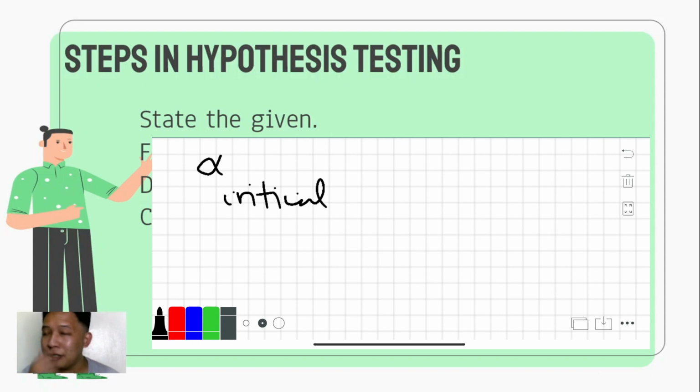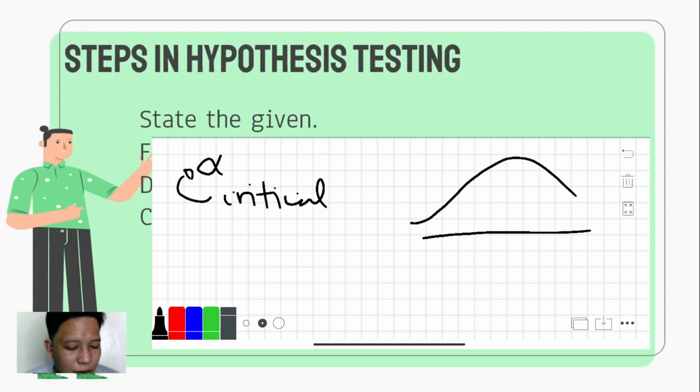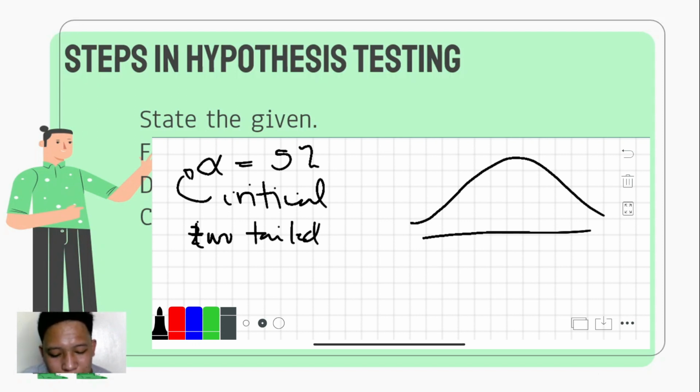So, yung critical region po natin, depende po yan sa ating level of significance. So, si critical region ay magiging, let's say for example, this is our normal distribution and our alpha level is 5%. Okay? So, depende pa rin po yung decision rule natin sa kung ano yung test procedure natin. Let's say for example, we have a two-tailed z-test. Okay? Ito yung test procedure natin, two-tailed z-test.